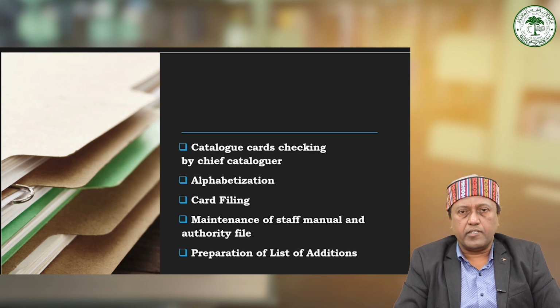And to ensure consistency and efficiency in the filing, it is recommended to adhere to a specific code or set of rules. The ALA filing rules are commonly utilized for filing catalog cards, although alternative filing rules may already be in place in the library. So if no specific filing rules are currently followed, it is advisable to adopt the ALA filing rules for uniformity, because that is followed by the maximum number of libraries.